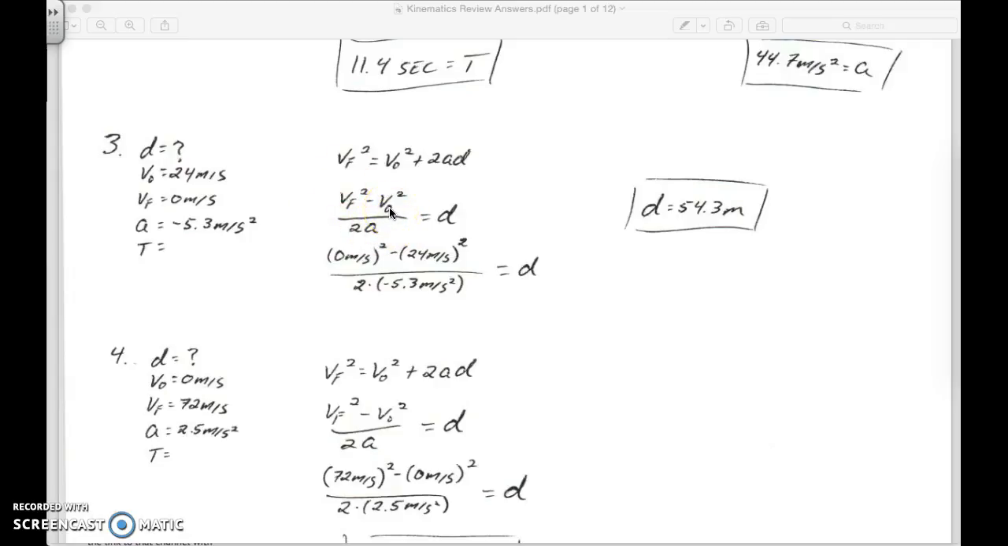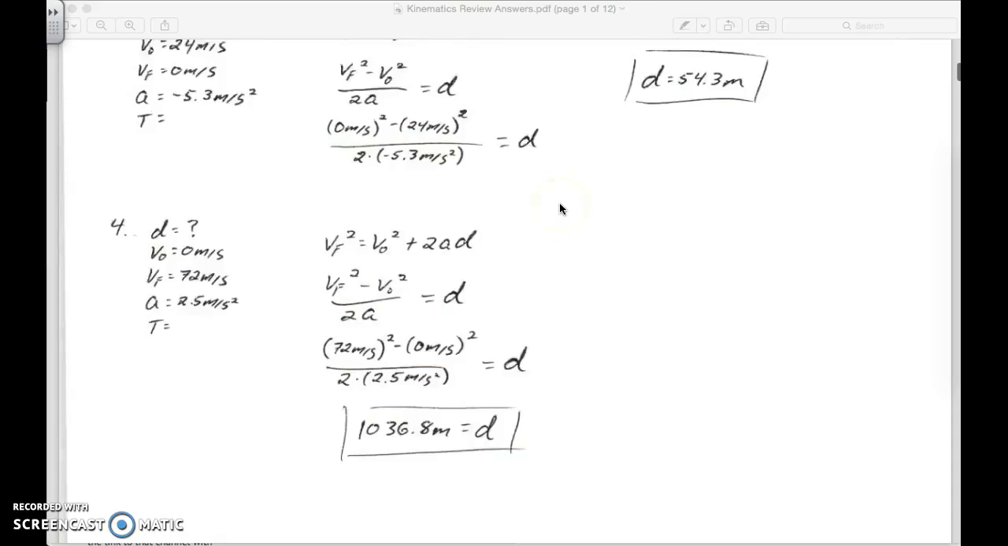Once we've done that, we can plug in our numbers. 0 squared minus 24 squared all over 2 times negative 5.3. This negative is very, very important. If you forget it, you're going to get a really weird answer. And what you find is that we go 54.3 meters before coming to a stop.